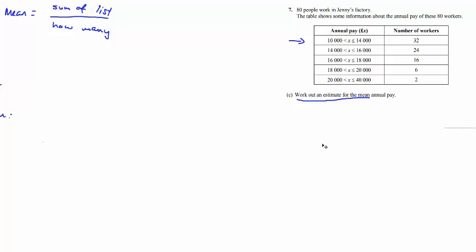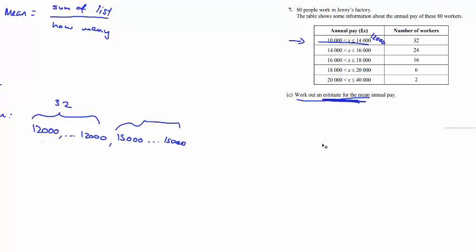So what do we do? It's literally as simple as this. We just assume that every single one of these 32 is earning the midpoint, 12 grand. Does that make sense? That's it. And that's why it's work out an estimate for the mean. Because we don't know, we're just saying, okay, they're all 12,000. So if you now think of your list, you've got a bunch of 12,000s, 32 of them. You've got 15,000s as the next one, and you've got 24 of them. You get my gist.